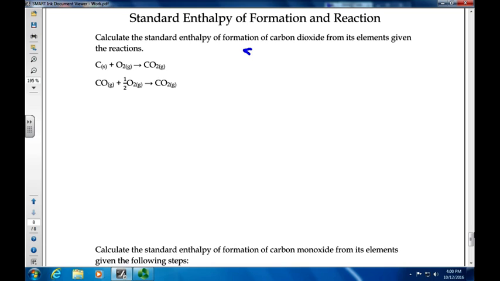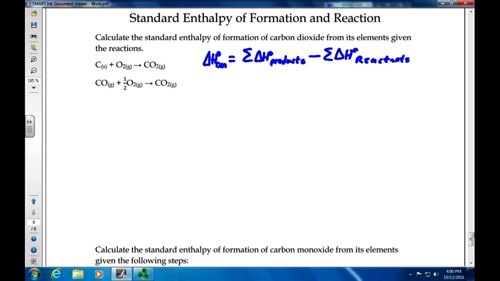sum of the formation of the heat for the products minus the sum of the heat of formation for the reactants is equal to our overall heat of formation for the reaction, RXN. And that's all we're doing today.